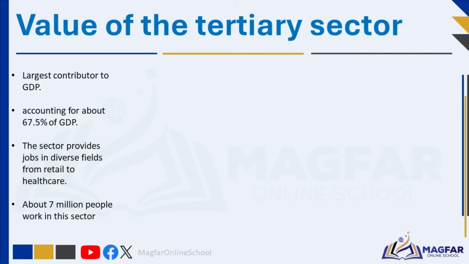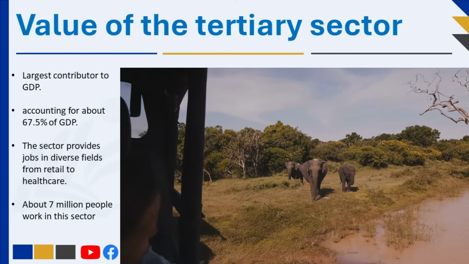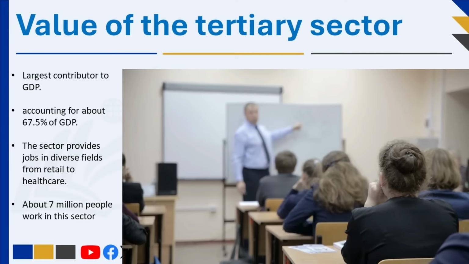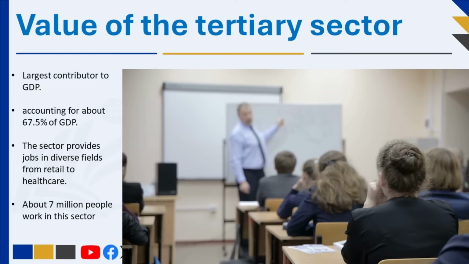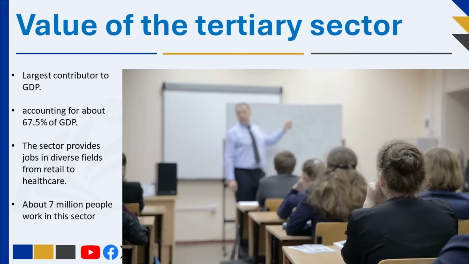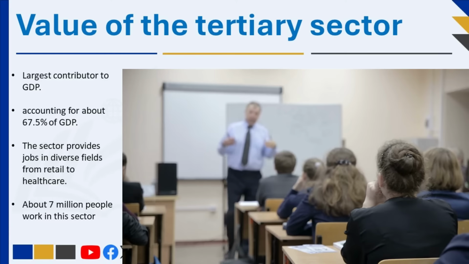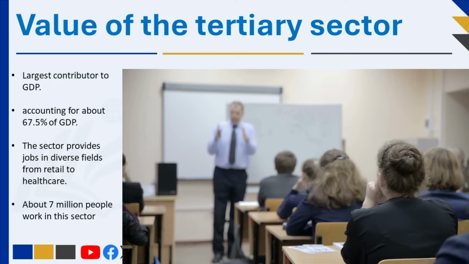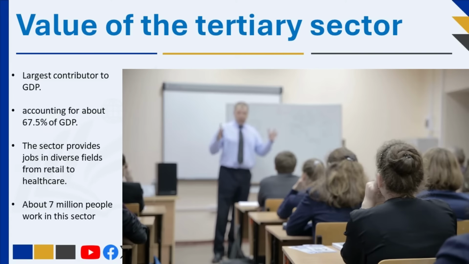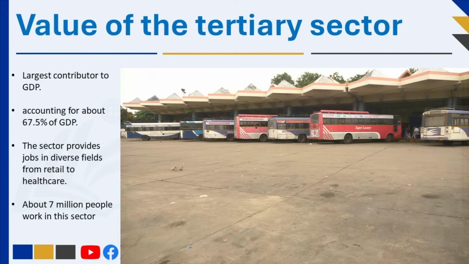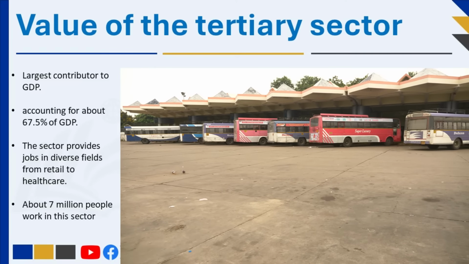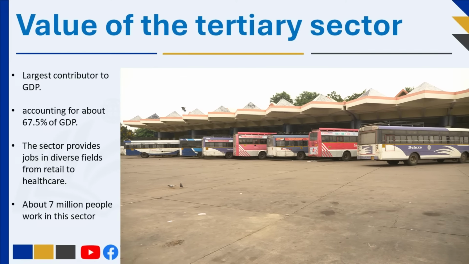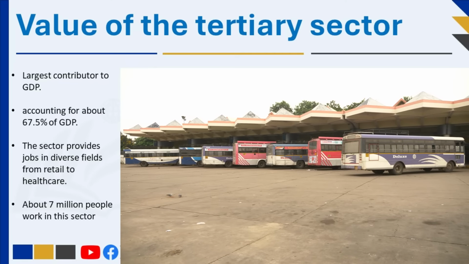The tertiary sector is the largest contributor to GDP. This reflects global trends towards service-oriented economies. Services dominate, accounting for about 67.5% of GDP. The tertiary sector includes dynamic and growing industries like financial services and tourism. The sector is a high-employment sector, providing jobs in diverse fields from retail to healthcare. Human skills and services are a growing component of the economy. About 7 million people in South Africa work in this sector of the economy.